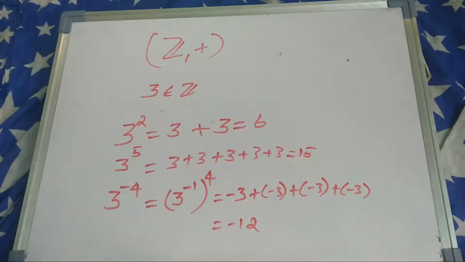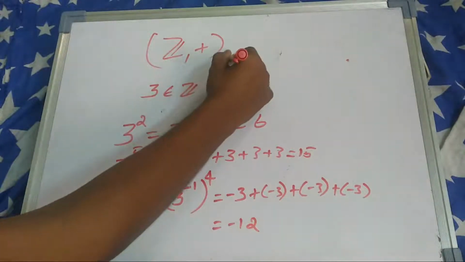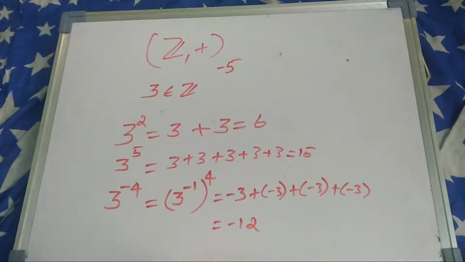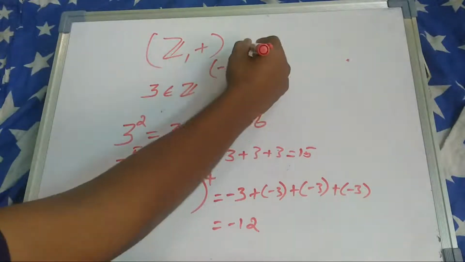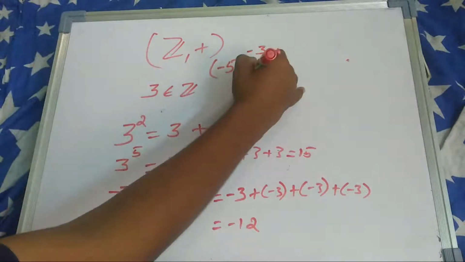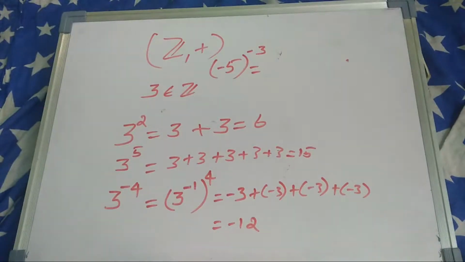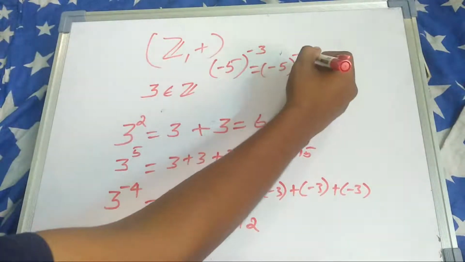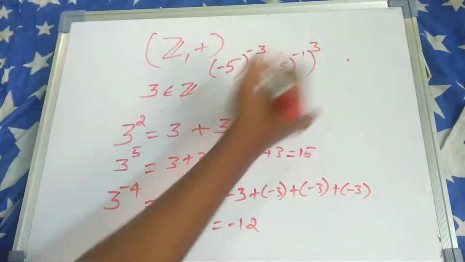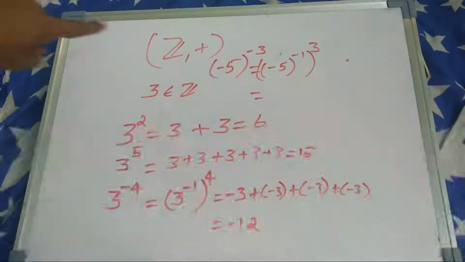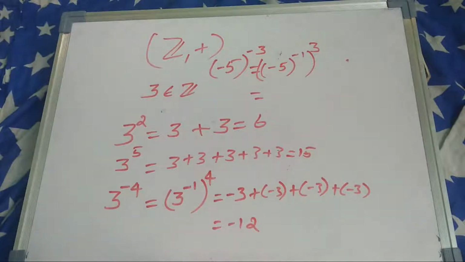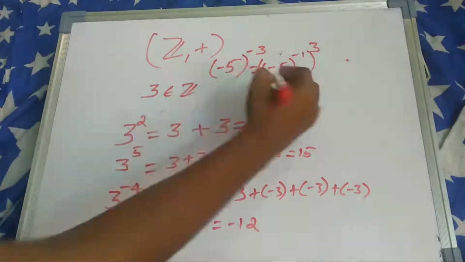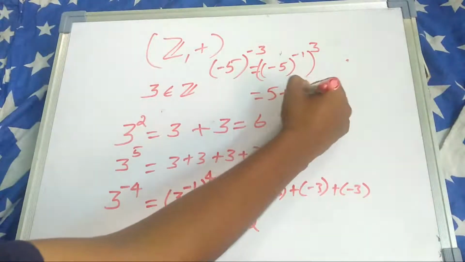So now, for example, we will consider another element, say minus 5. So what is minus 5 the whole power minus 3? Minus 5 the whole power minus 3. This can be written as minus 5 inverse the whole power 3. So what is the inverse of minus 5 with respect to addition? It is nothing but 5. And you operate 5 three times.